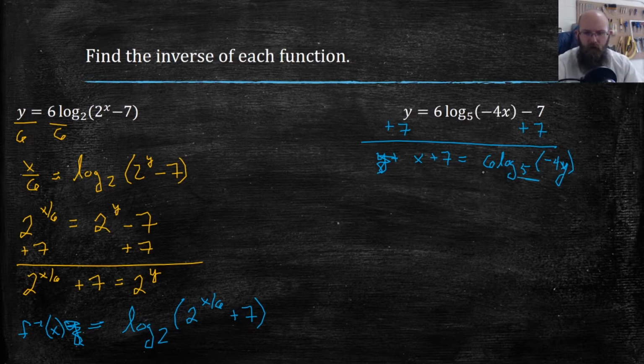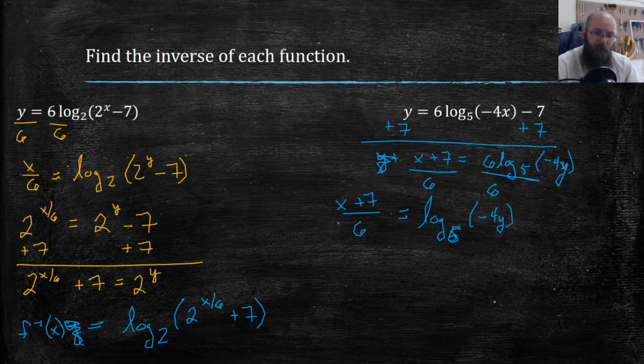All right, we'll divide by 6. So now I have x plus 7 over 6 equals log base 5 of negative 4y. All right. Same thing as some of the other ones. It's inside my log. How do I get it outside of a log? I loop it. 5 raised to the massive exponent of x plus 7 all over 6. Ooh, ugly exponent. Equals negative 4y. I divide by negative 4.